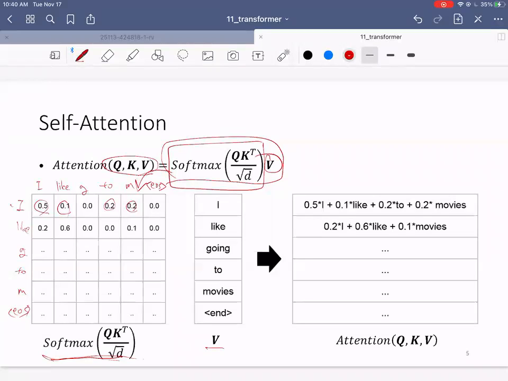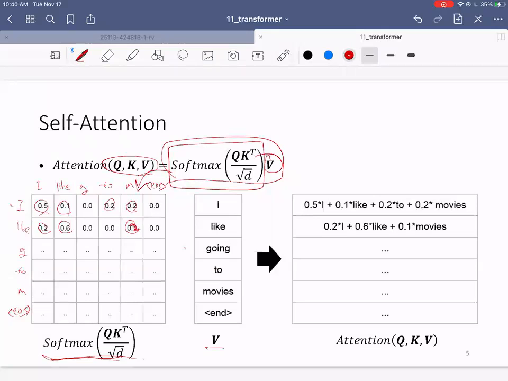Right. In the second row, now it's "like"'s turn, and "like" is giving 20% of the attention to "I," 60% of the attention to itself, and then 10% of the attention to "movies." Actually, this doesn't add up to 1, so this should be 0.2. Of course, this is attention, so each row should sum up to 1. So it's just having 6 different sets of attention: the attention from "I," the attention from "like," the attention from "going," the attention from "to," 6 times.